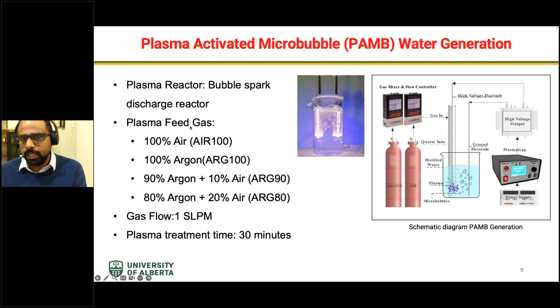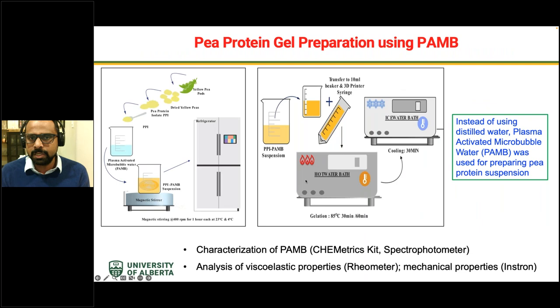Remember, we use different gases, because the gas is basically broken down into plasma. In this project, we used 100% air, then argon, and mixtures of argon and air: 90% argon and 10% air, named ARG-90, and 80% argon and 20% air, ARG-80. After that, we used this plasma-activated microbubble water to make the pea protein suspension. Instead of using distilled water, we used the plasma-activated microbubble water. Then we used heat gelation, heating and cooling, to make the pea protein gels. After making the gels, we analyzed their viscoelastic and mechanical properties. Our control sample was the pea protein gels prepared using distilled water.